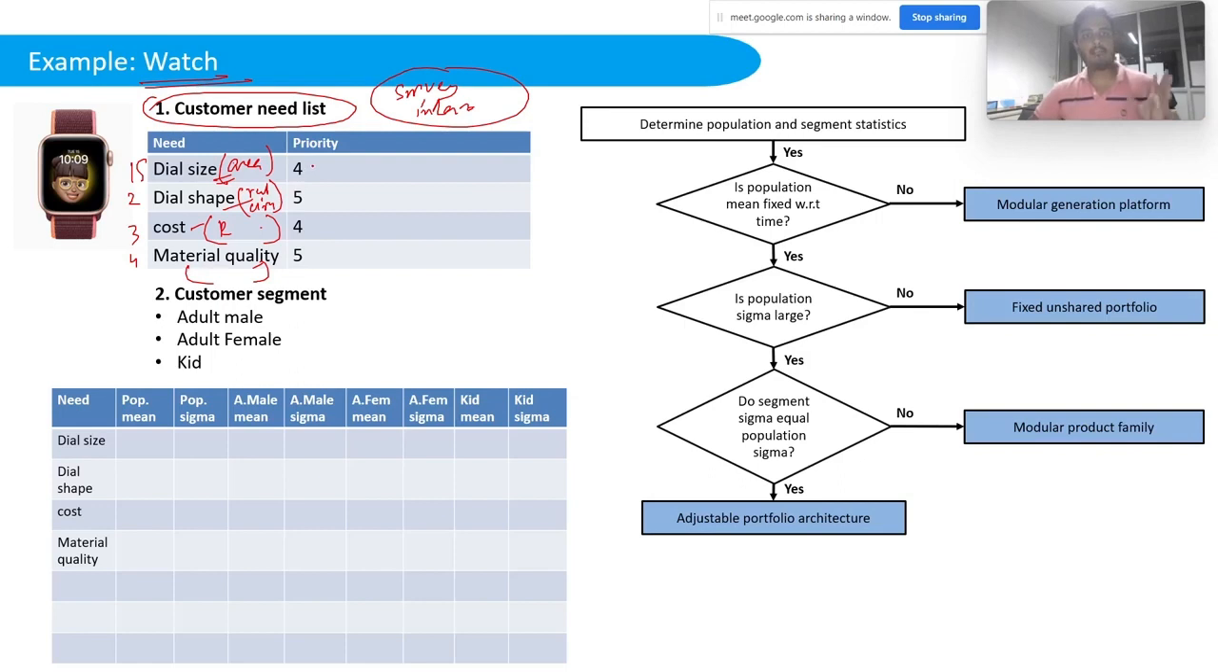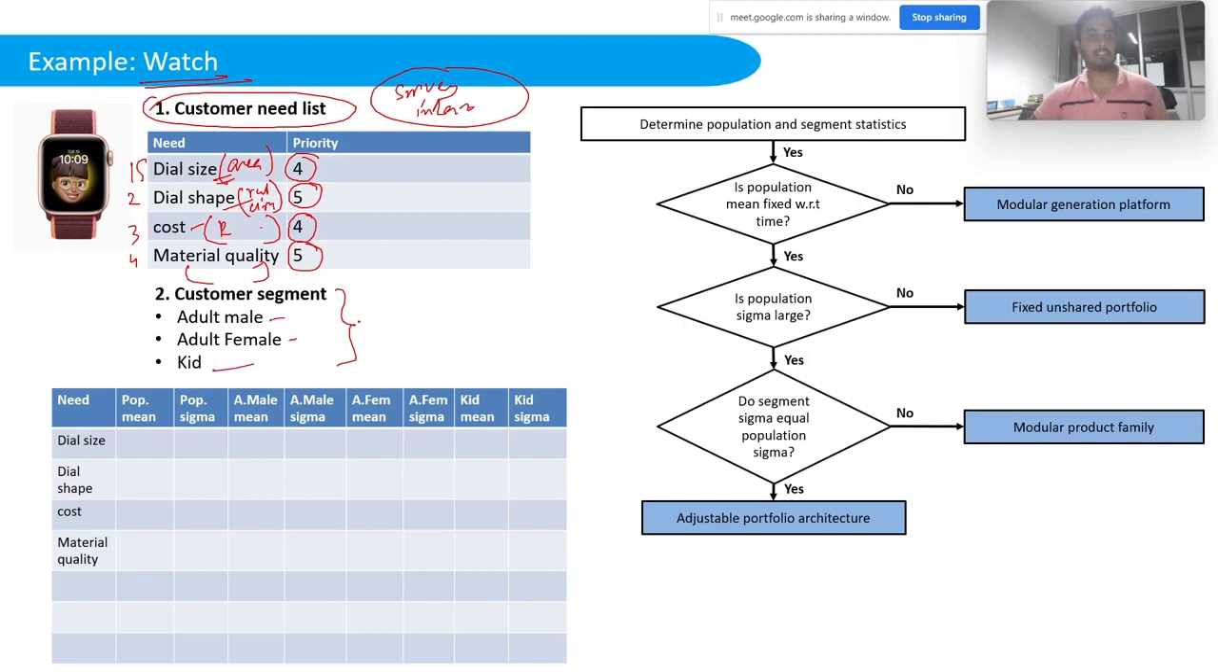Next, you prioritize these needs. These are again captured from a population survey. So you understood that dial shape is the most important, high priority need. Material quality is again a high priority need. For cost, people may compromise a little bit if you provide higher material quality and dial shape. Similarly, dial size is also a little bit compromisable if you consider the other parameters equally. Then you try to capture the various customer segments.